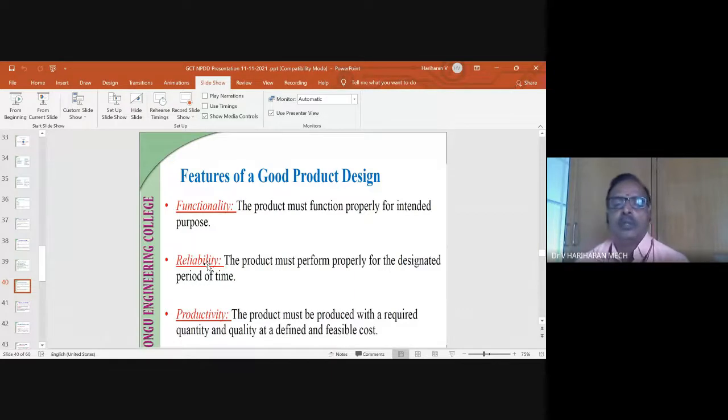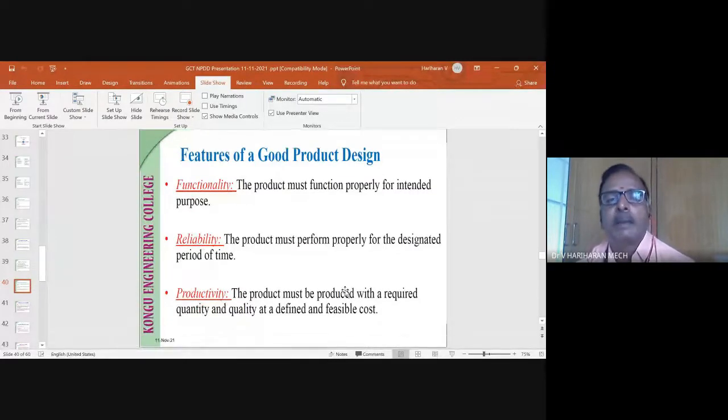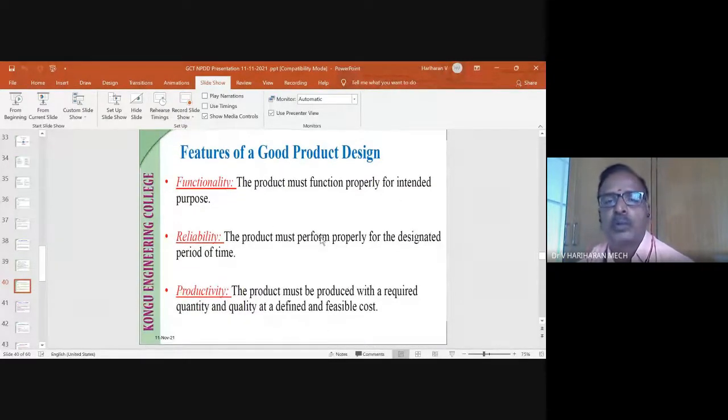Reliability: the product must perform properly for the designated period of time. Say some companies give a 5-year warranty or a 10-year warranty. So for this period, the component or the product will perform without any failure. That is called reliability. Productivity: the product must be produced with the required quantity and quality at a defined and feasible cost. This is also very, very important. This is called the features of good product design.